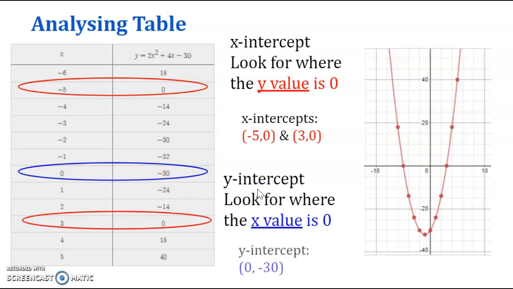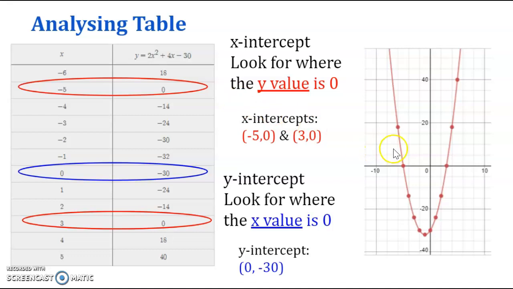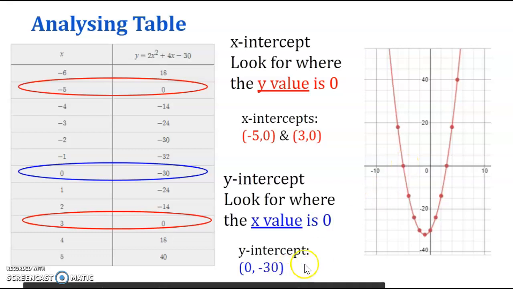And you can see that on the graph as well. Where does the graph cross the x-axis? That's the x-intercept. That's at (3, 0) and (-5, 0). What about the y-intercept? Where does the graph cross the y-axis? That's at -30 right there.